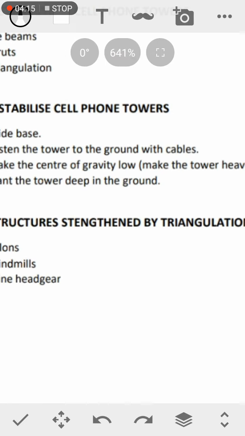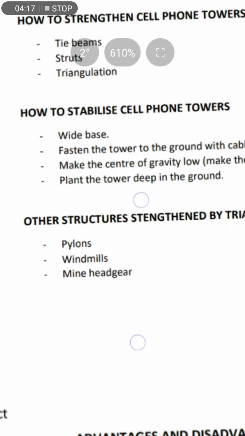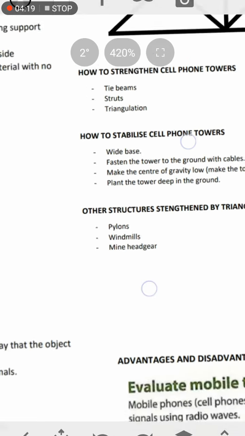And examples of triangulation are pylons, windmills, and mine headgear. You can look in your textbook.